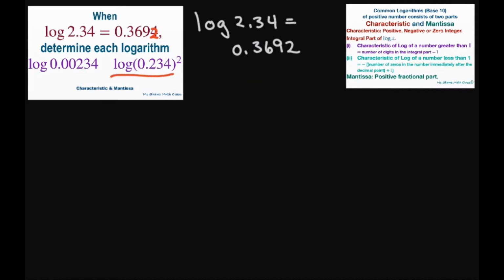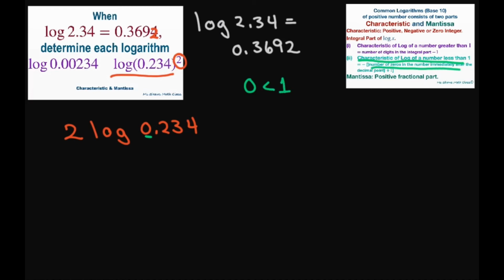Let's first rewrite this using our power rule and write this as 2 times log of 0.234. All right, so basically the characteristic of our log number is less than 1, because we have 0, it's still less than 1. So what we're going to do is take the number of zeros immediately after the decimal, which is 0. Then you add 1. And then you do the negative part here. I know that's kind of small.